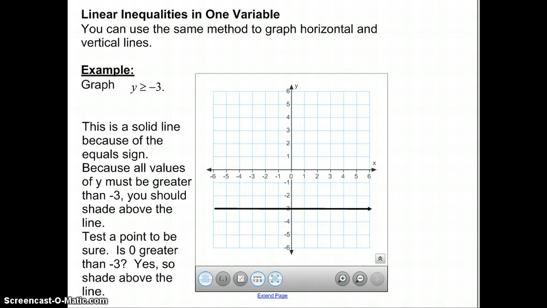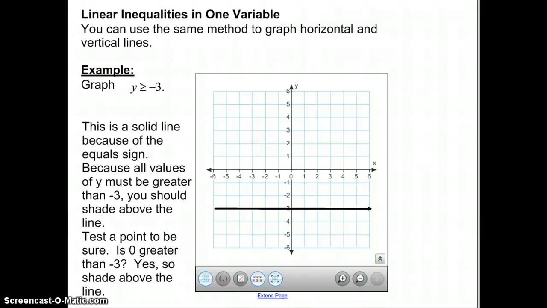Now we're going to look at linear inequalities in one variable. Now when they only have one variable, that means it's either a horizontal or a vertical line because there's just an x or just a y. So we're going to use the same method. We're going to graph y is greater than or equal to negative 3. So we're going to graph it just as if it were y equals negative 3.